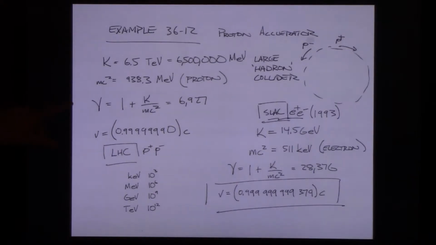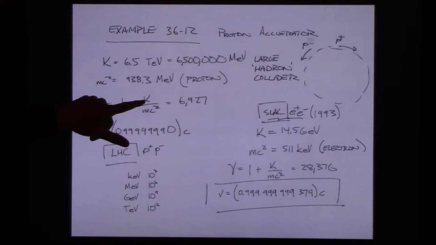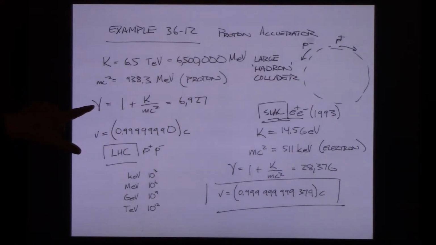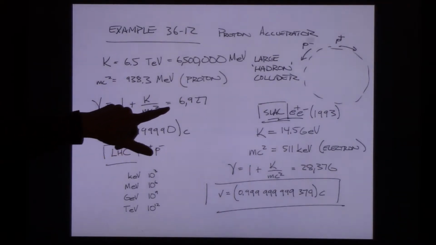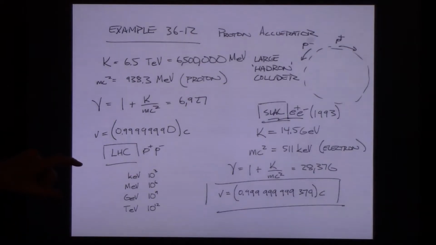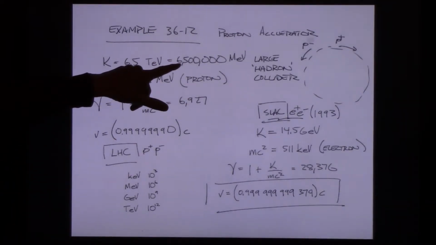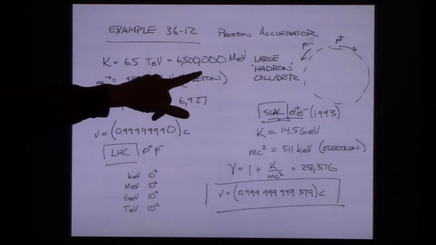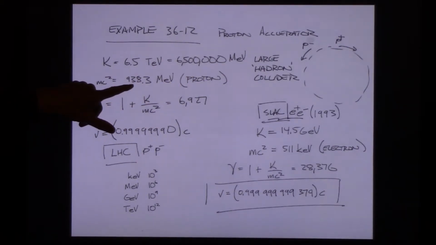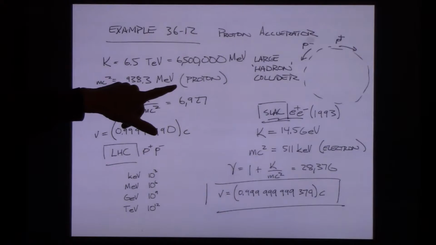So let's find out what the gamma factor is for those protons being accelerated. I'm going to use the formulas that I keep insisting are simpler to work from, the shortcuts. I'm just going to use my kinetic energy formula and use that to solve for gamma. So gamma is equal to 1 plus K over mc squared. What I need to do then is put in my kinetic energy, which I've converted into MeV, 6.5 million, and then I put in the MeV mass for the proton.